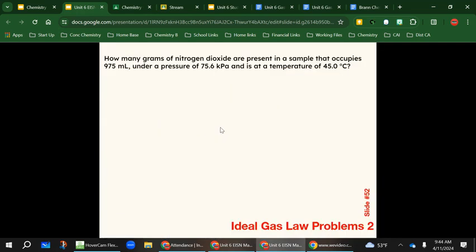How many grams of nitrogen dioxide are present in a sample that occupies 975 milliliters under a pressure of 75.6 kPa and at a temperature of 45.0 degrees Celsius? PV equals nRT. Which one are we solving for? Mole. But wait, I thought it wants grams. We have to get it in mole.